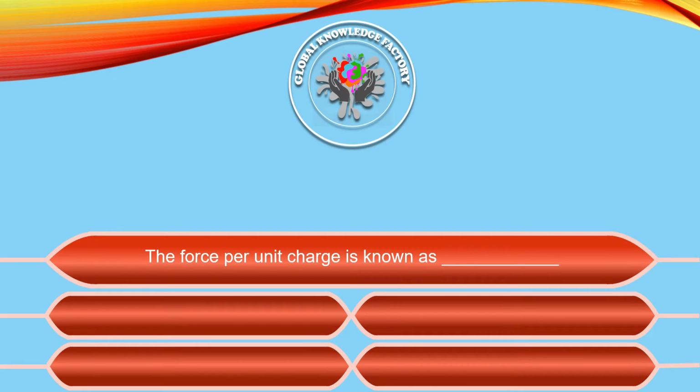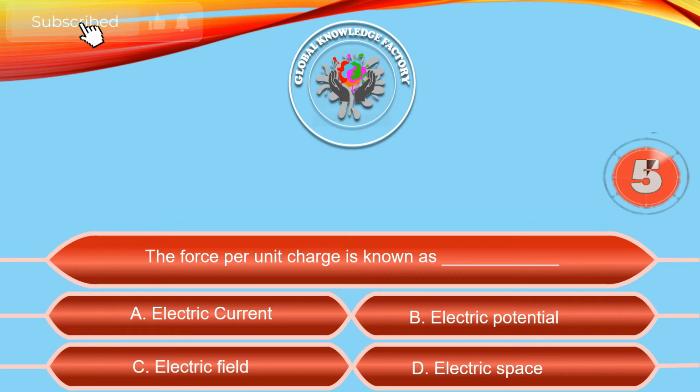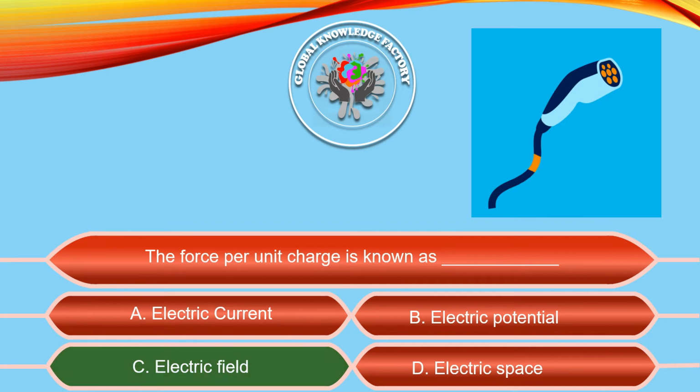The force per unit charge is known as: A. Electric current, B. Electric potential, C. Electric field, D. Electric space. Answer is C. Electric field.